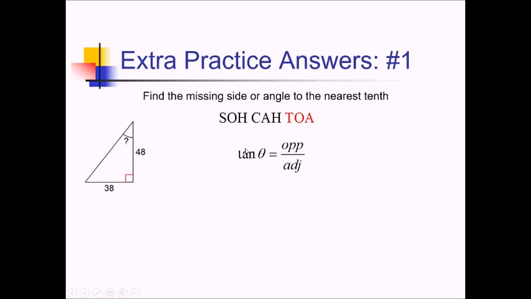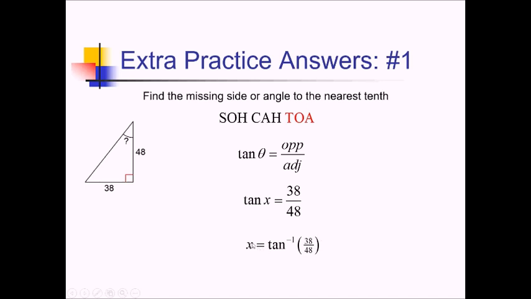Then we can write down tan of whatever the angle is. We'll call this x. And then opposite, that's going to be this 38 side that's across from it. So we have 38 over the adjacent side, which again was this 48 side. Now to find x, we have to take the inverse tan of both sides of this. So we're going to write x equals tan inverse of 38 over 48.